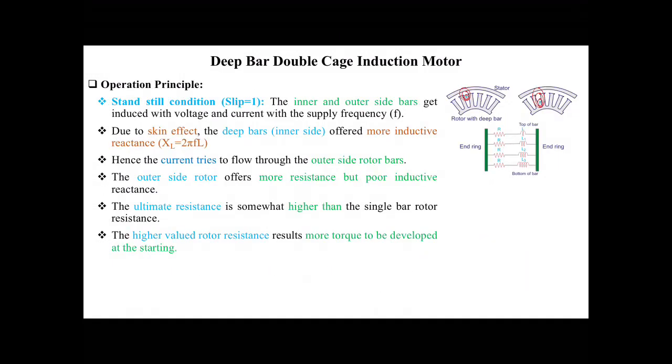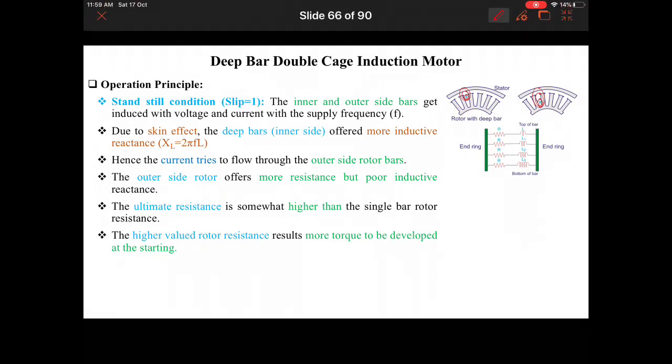Operating principle: at standstill condition, slip equals 1. The inner and outer side bars get induced with voltage and current at the supply frequency f. Due to skin effect, the deeper inner bar offers more inductive reactance, XL equals 2 pi f L. Here I am considering f because at standstill condition the slip is 1. So, f_r equals f.